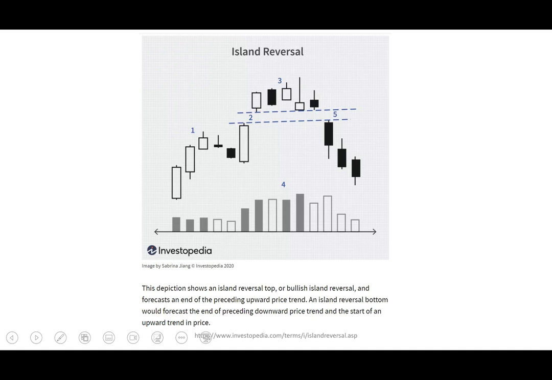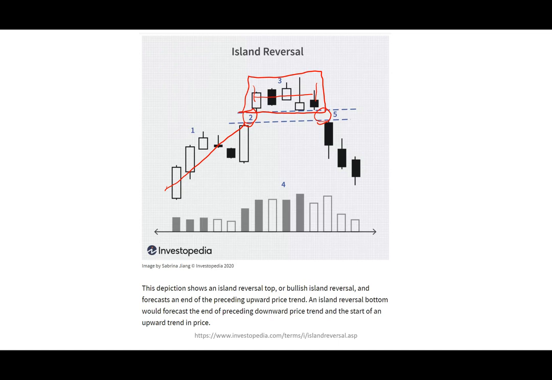So here's what it looks like. We have a trend, a bullish trend. We have a gap. We have several days of narrow price range, and then we have a gap down. So this is the island.